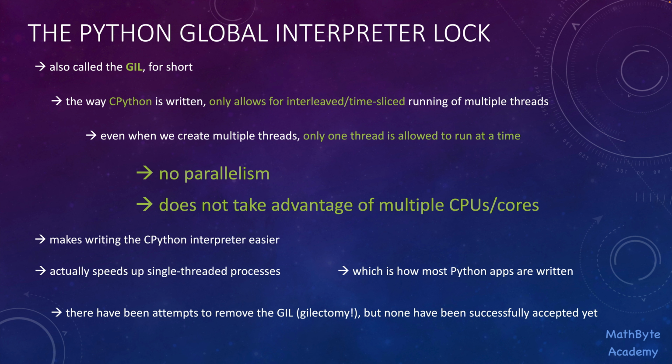I don't know. There is another proposal for removing the GIL from CPython. We'll see if it happens or not. But as of this video, if you are using multithreading in Python, be aware there is no parallelism, and you therefore do not take advantage of multiple CPUs and cores.